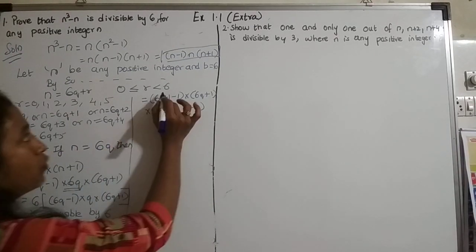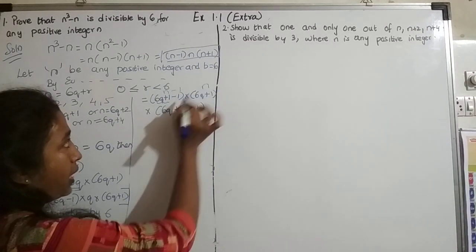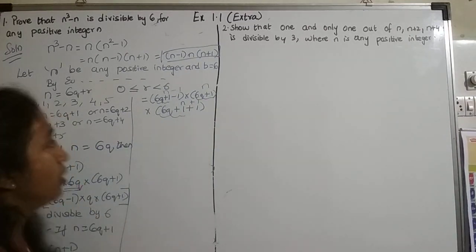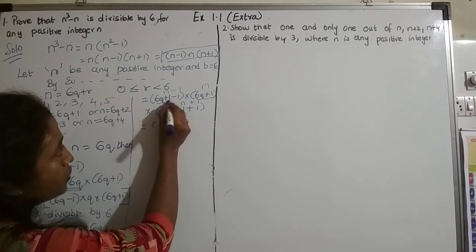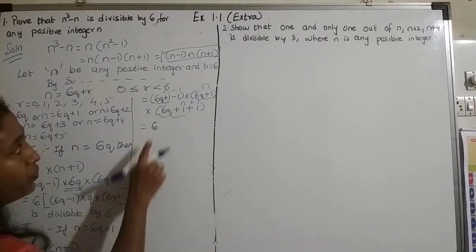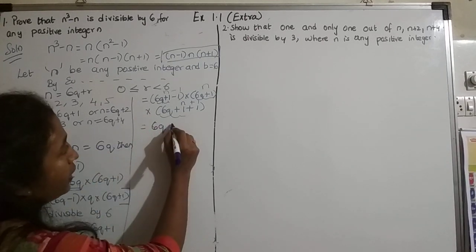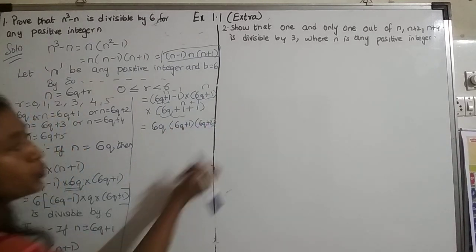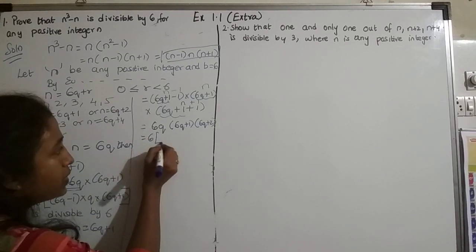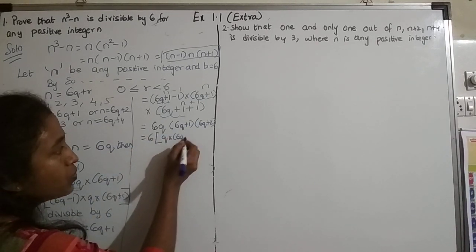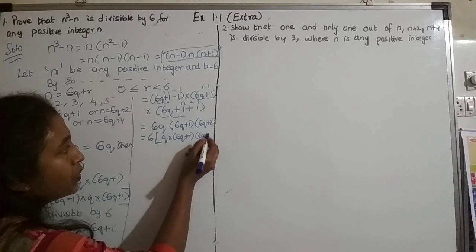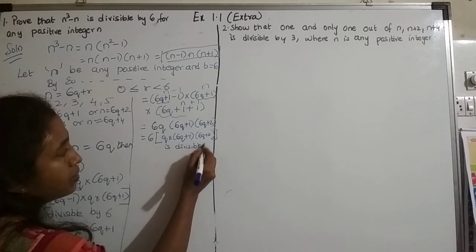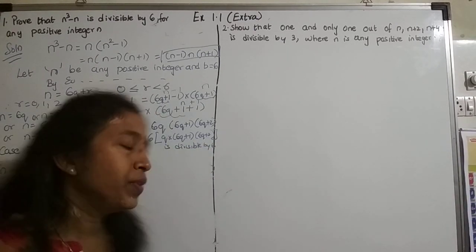Again I explain, this is in the form of n minus 1, this is n and this is n plus 1. I have taken my n as 6 cube plus 1. If I simplify this, the plus 1 minus 1 will cancel. So I'm left with 6 cube here, then the bracket 6 cube plus 1, and here I'm having 6 cube plus 2. So can I write this in the form of 6 into 6 cube plus 1, 6 cube plus 2. So here I can say it is divisible by 6. Second case is proved.